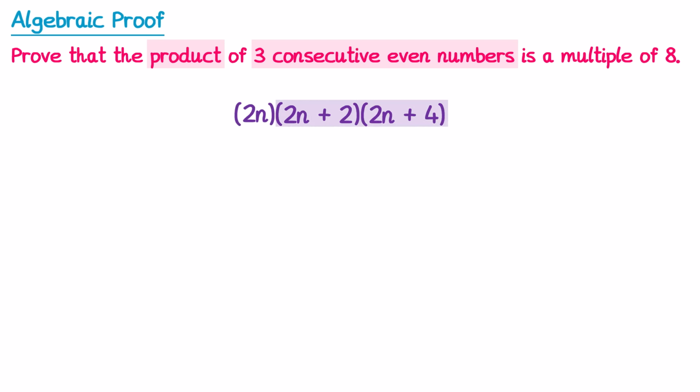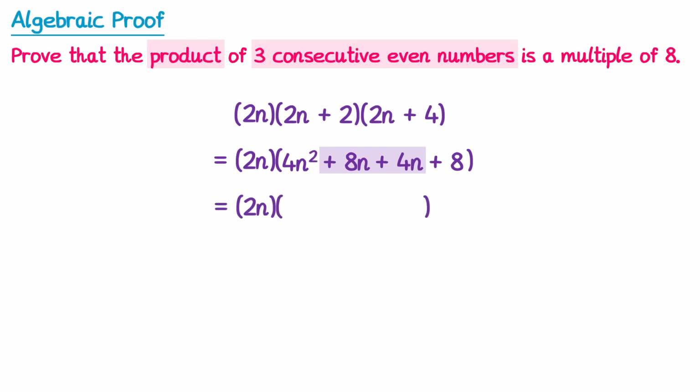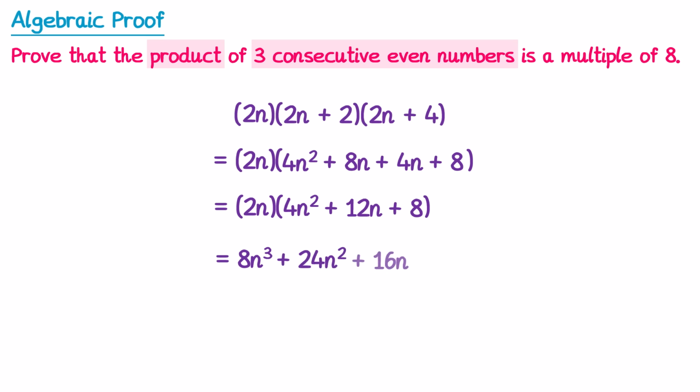We'll start by expanding this double bracket. So we have 2n, and we'll write the result of our expansion inside this big bracket here. So 2n times 2n, 4n squared, 2n times 4, 8n, 2 times 2n, 4n, and 2 times 4, 8. We could simplify the 8n plus 4n, so we've got 2n, 4n squared, plus 12n plus 8. We now need to expand through by 2n, so it's 2n times all of the terms in this bracket. 2n times 4n squared is 8n cubed, 2n times 12n is 24n squared, and 2n times 8 is 16n.